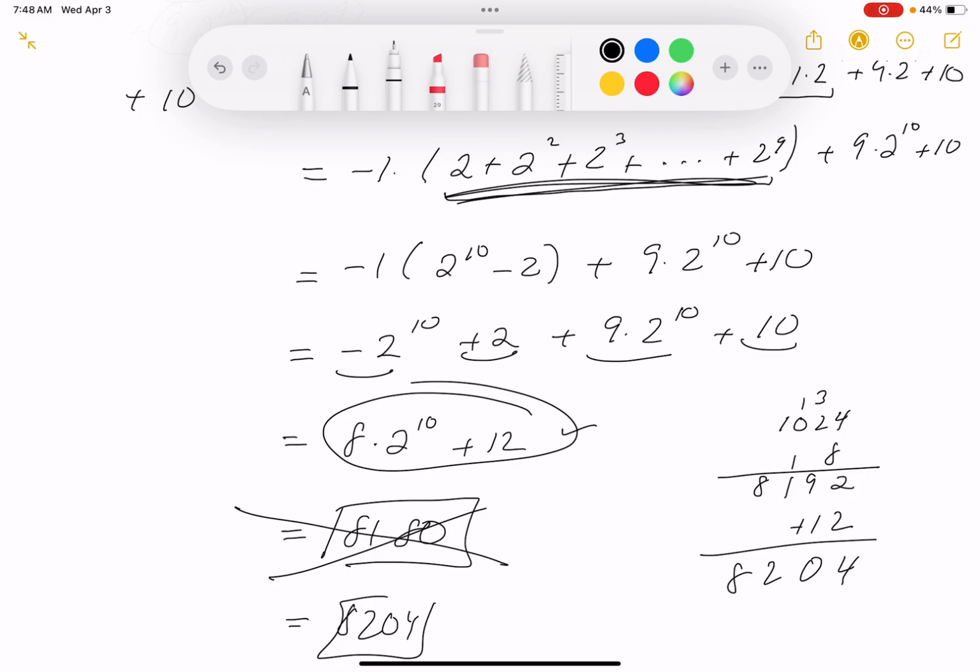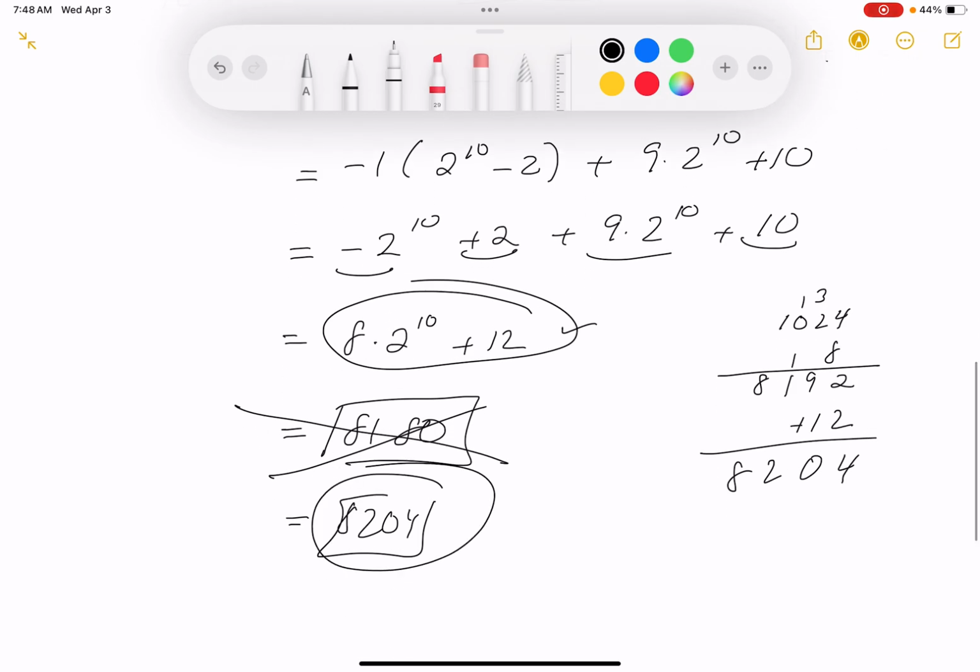Understand you got a geometric sum over here. And the final answer, 8,204. Final answer. We are done.